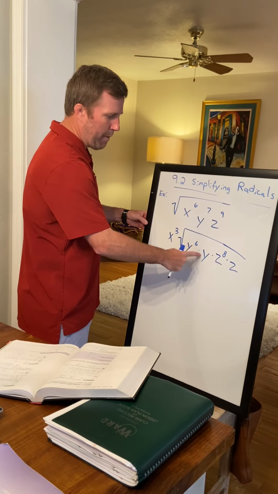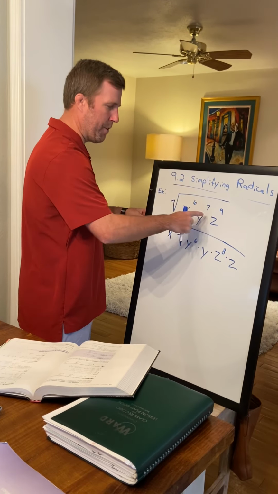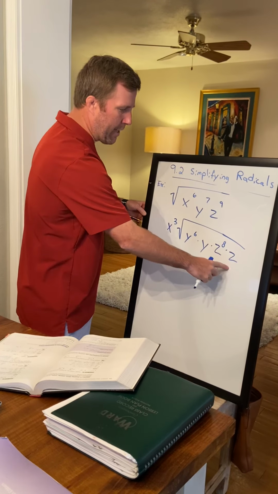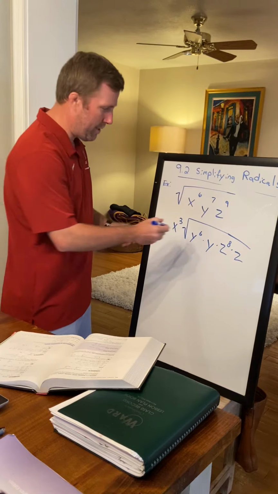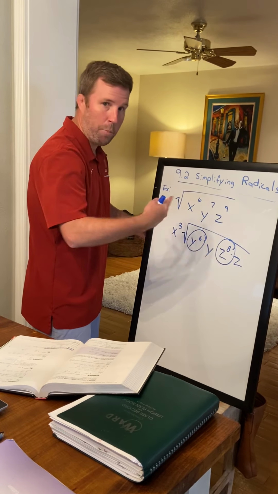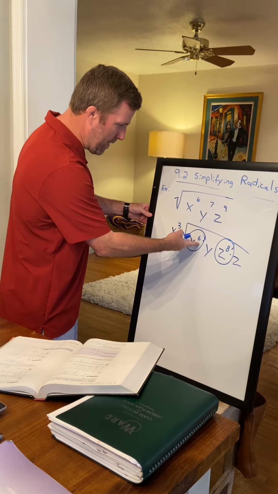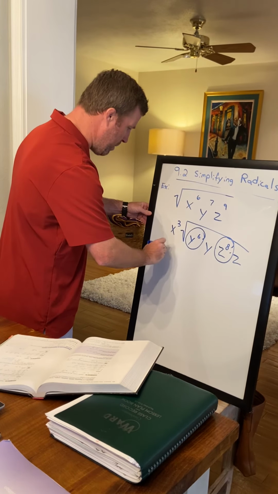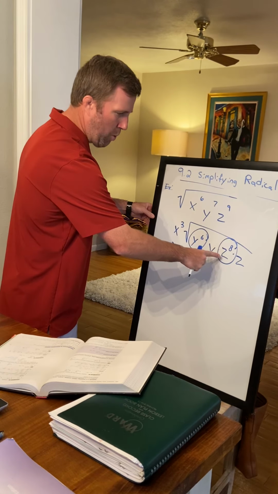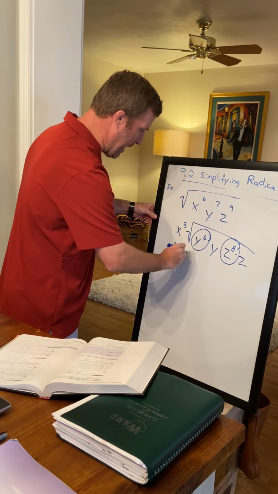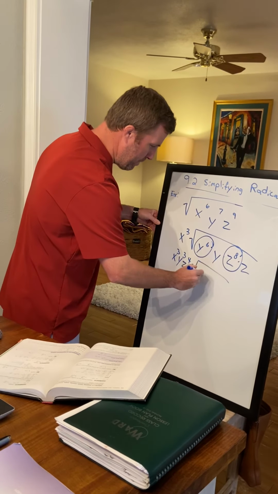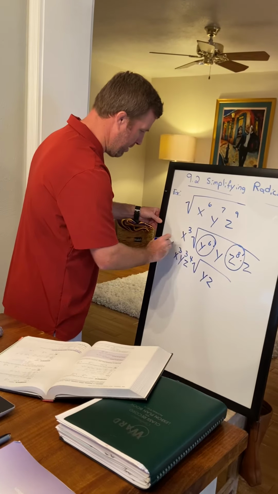Y to the 6th times y to the 1st is y to the 7th. So I just broke it down. Z to the 9th becomes z to the 8th times z. So what happens now is even exponent, even exponent. So these two are now perfect squares. Let's take this one now. The square root of y to the 6th is y cubed. Bring it out front. The square root of z to the 8th is z to the 4th. Bring it out front. And you're left with on the inside y times z.